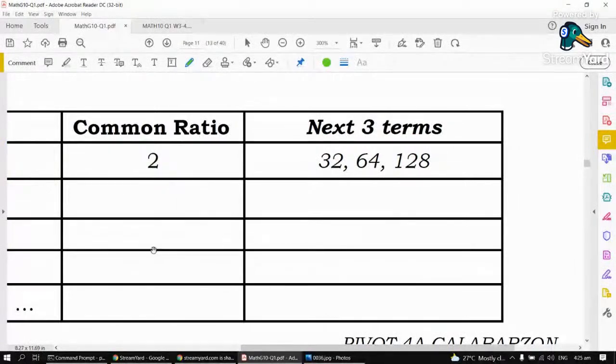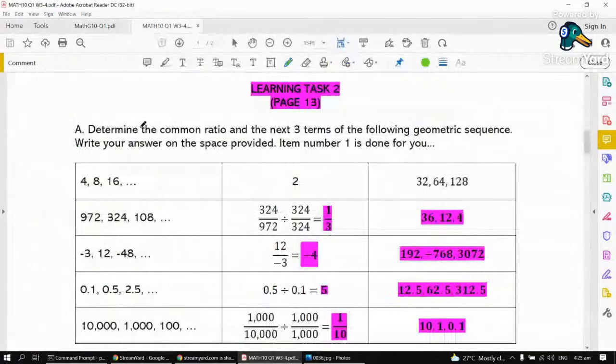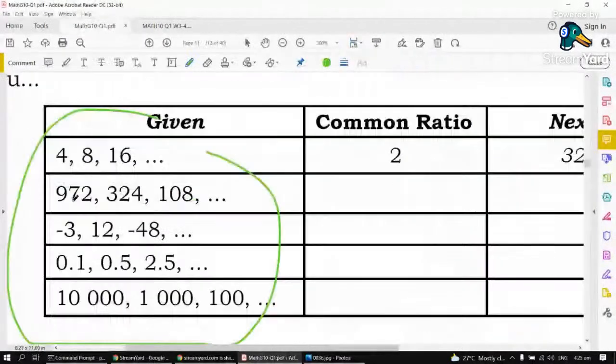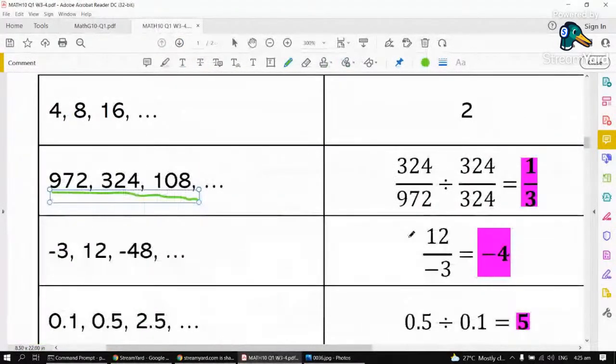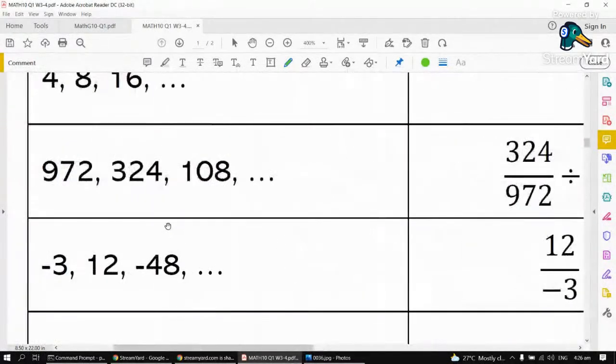Okay? So, kinopya ko lang to at dito ko nilagay, no? So, yung next is 972, 324, 108. Para makuha natin yung ratio, ginawa natin is yung nasa kanan, 324 divided by 972. So, medyo nagkamali. Tama yun, no?